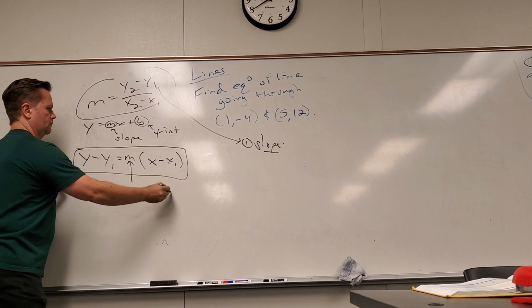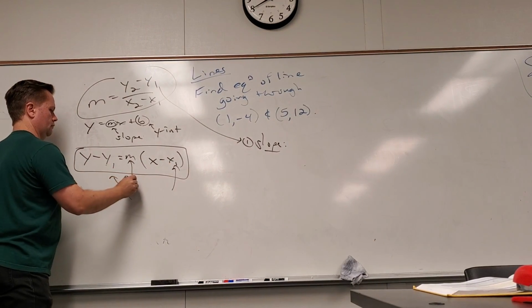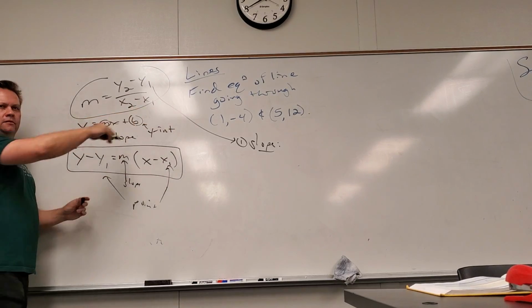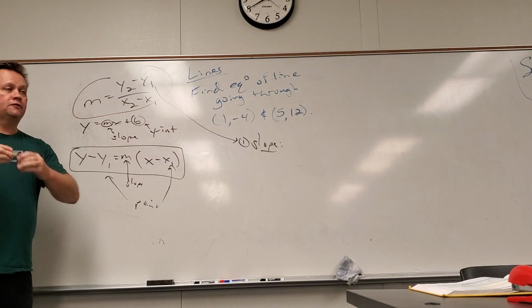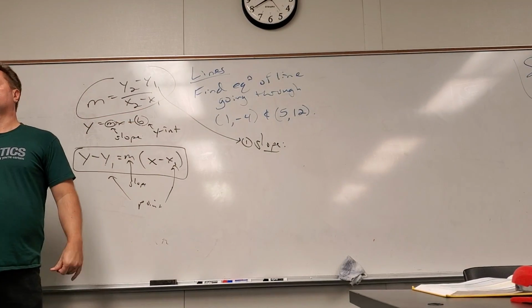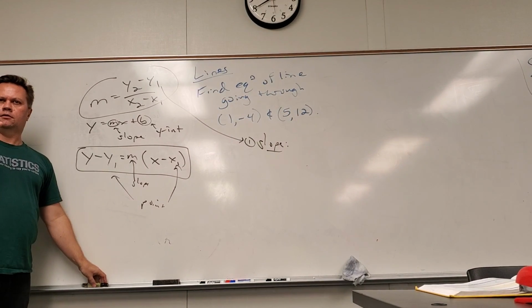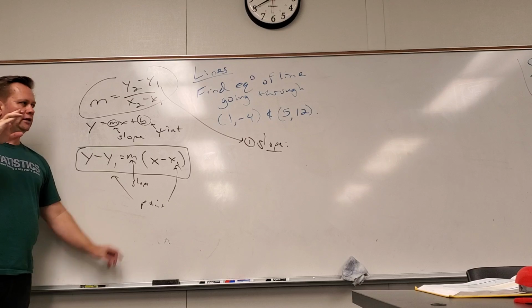What else does it need? It needs slope and it needs a point. Do you have a point? You have two points. Pick either one. All right, let's see you guys. At least get the slope.